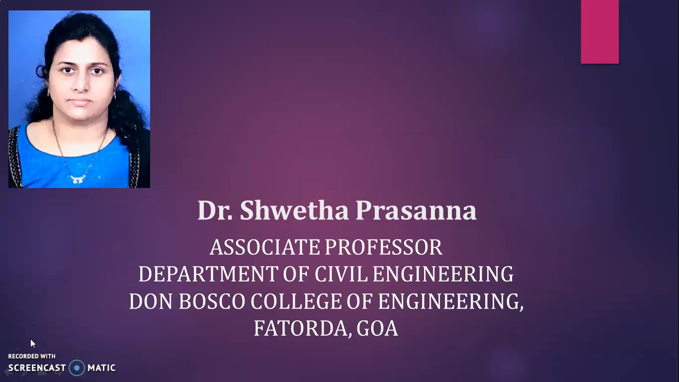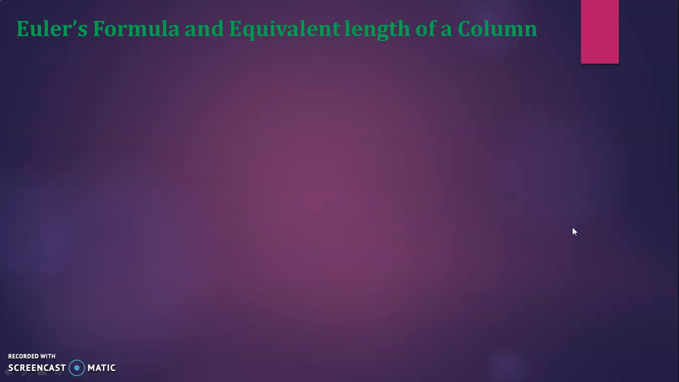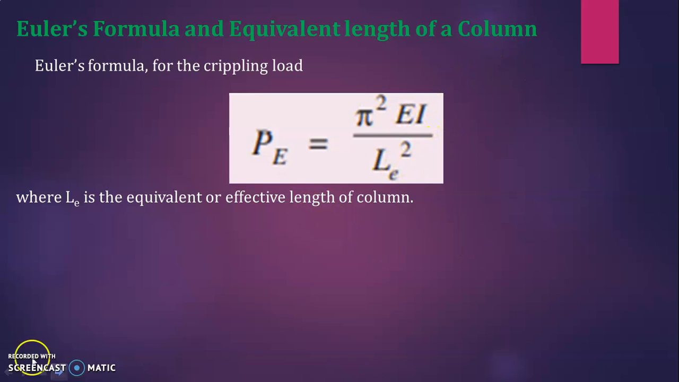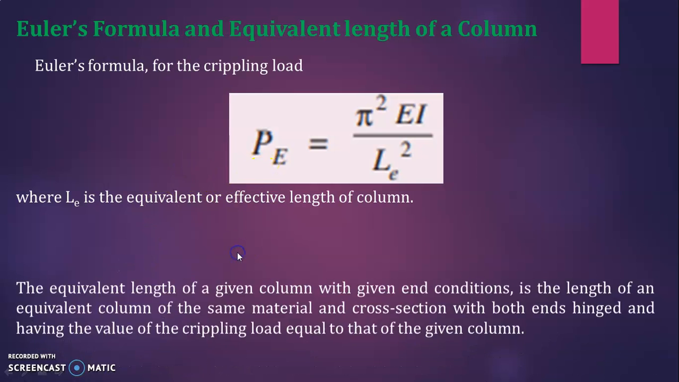Hello my dear students, in the last class I explained Euler's theory, Euler's crippling load and also the different end conditions. So Euler's formula says crippling load PE is equal to pi square EI divided by LE square, where LE is the equivalent or effective length of the column, E is Young's modulus and I is the moment of inertia. PE is the crippling load.